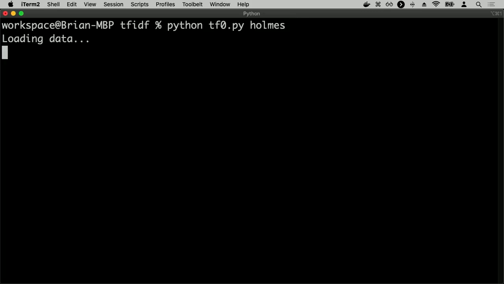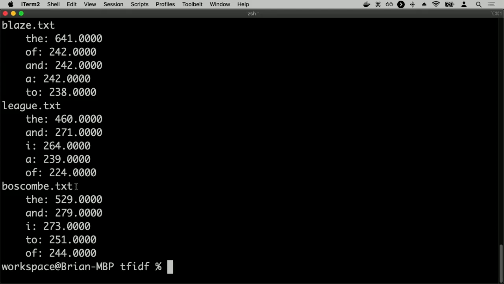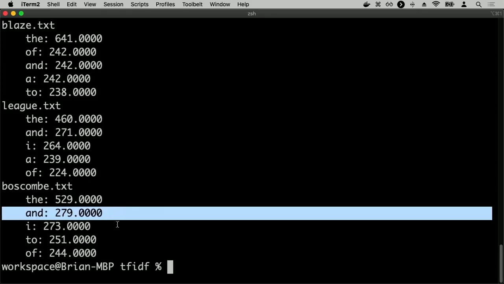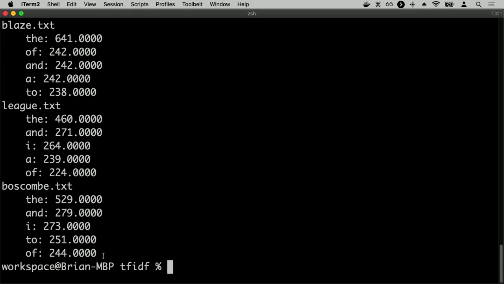And it's loading the data. And here's what we get. For this particular story, the important words are the, and I, and to, and of. Those are the words that show up more frequently. In this particular story, it's the, and I, and a, and of. All right, this is not particularly useful to us. We're using term frequencies. We're looking at what words show up the most frequently in each of these various different documents.